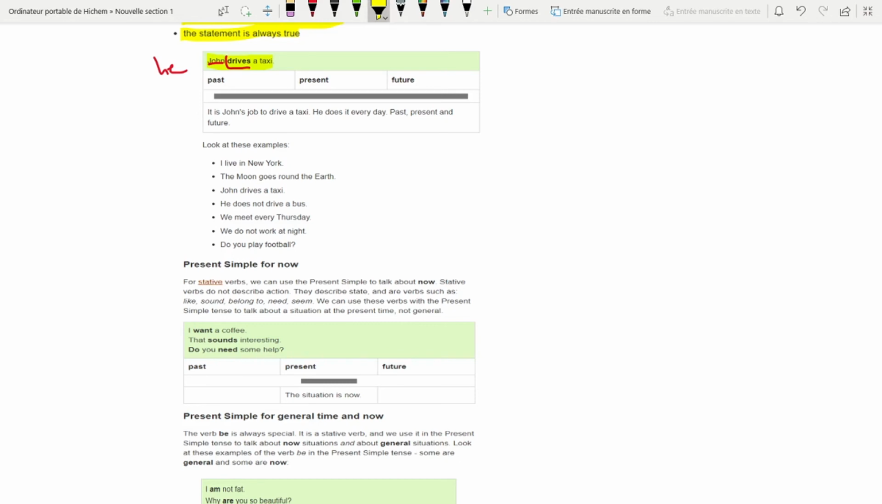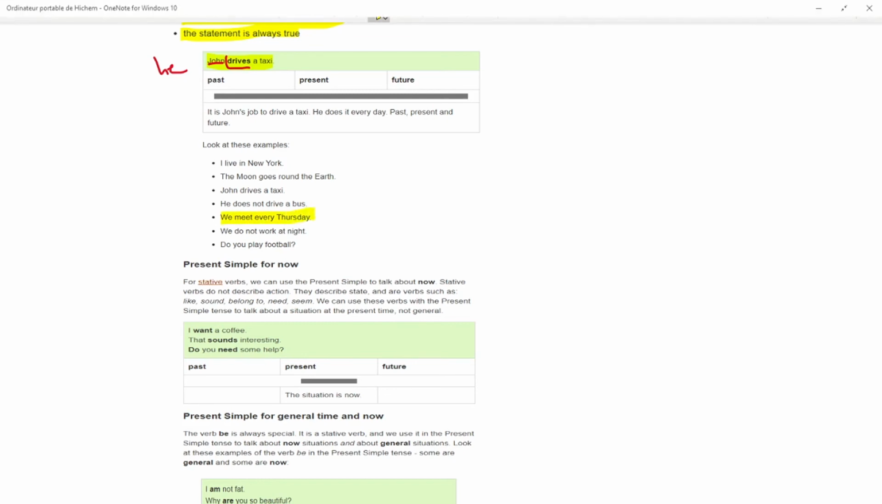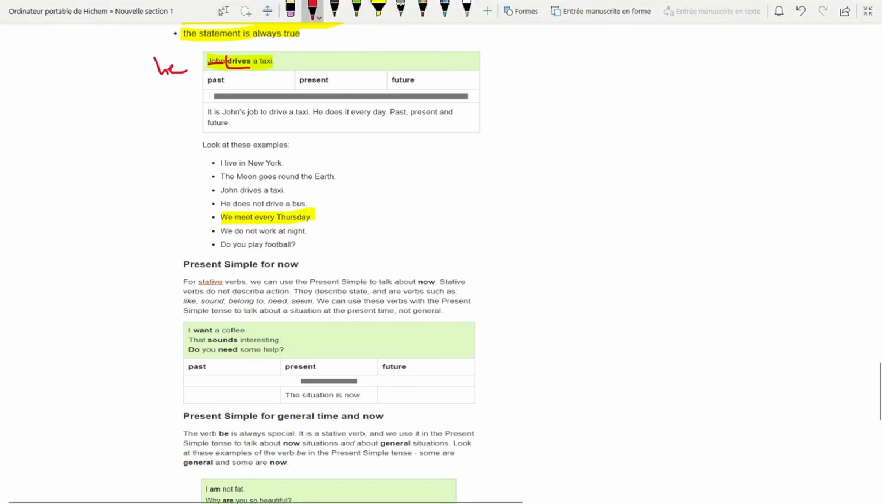If you take this example, for instance, this is something that we did not mention. We meet every Thursday. So we have the word every. It's an adverb of frequency, an adverbial of frequency. We meet every Thursday, so it's a habit. We use the present simple. So now we shall speak about present simple for now.